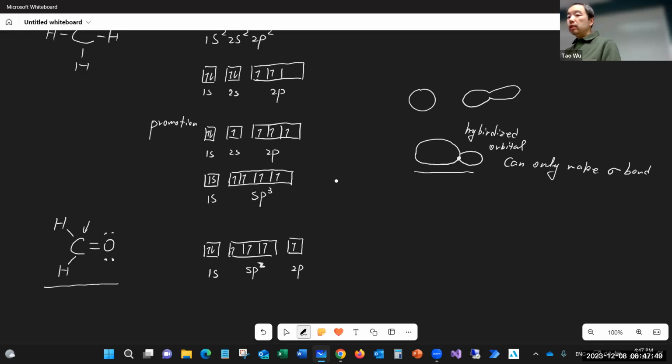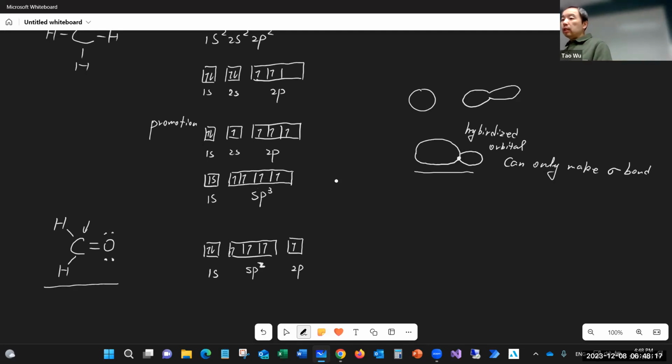And for this one, how do you determine that it needs sp2 hybridization? You just need to look at the electron domains. This central atom has 3 electron domains. So 3 electron domains give you sp2 hybridization, which is one s and two of the p hybridized together. Okay, so this is also compared to each other.